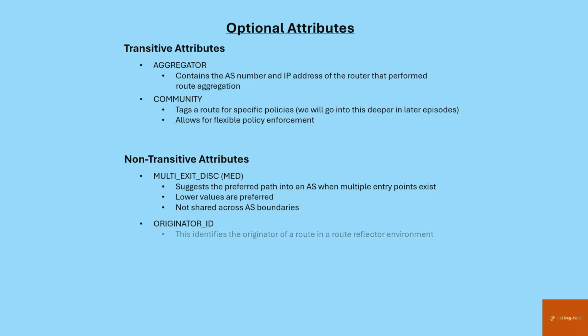And we've got the originator ID. This identifies the originator of a route in a route reflector environment. Now, I've got an older video of how a route reflector works within BGP. However, we will go through this in much more depth in a later video. And we've got a cluster list used in route reflection to avoid loops. Again, we'll look at that more in depth in later videos.